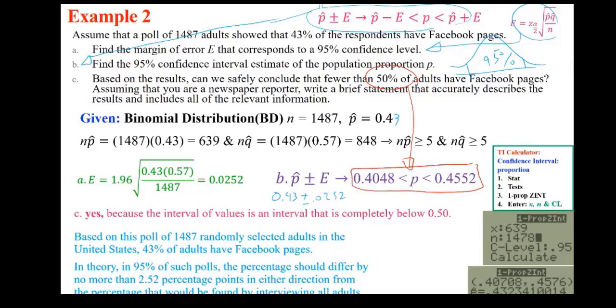Why is this different than what we have? When the technology is used, it uses a better value of Z. We use the Z-score from the table. That's why it's an approximation. So we want to be able to distinguish between the two.